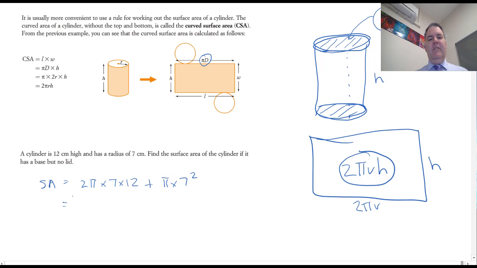Now I think in the book they do these separately, but just grab your calculator and look it up, and when you do that, you should get about 682 centimeters squared. That's rounded to the nearest centimeter squared. So you might get 682.48. Don't include all those decimals. In this case, to the nearest centimeter squared makes sense.